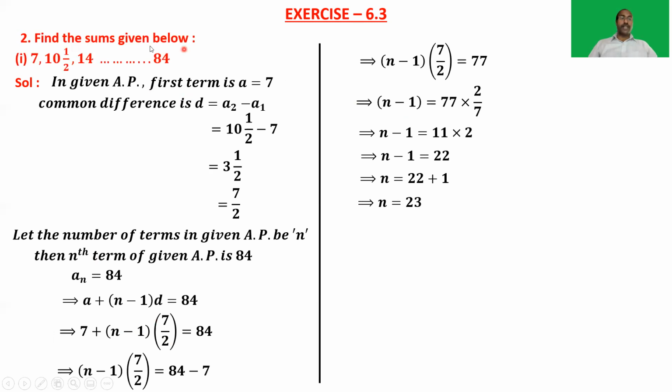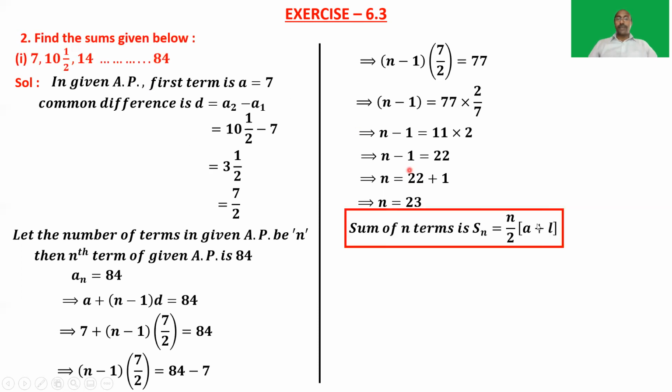That is, the number of terms in given arithmetic progression is 23. Now, sum of these 23 terms is Sn is equal to n by 2 into a plus l, because we know the value of l here. So Sn is equal to n by 2 into a plus l. Now substitute n is equal to 23, a is equal to 7, and l is equal to 84.